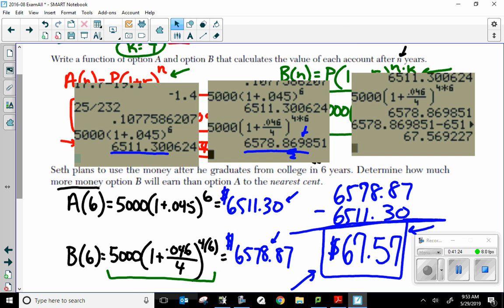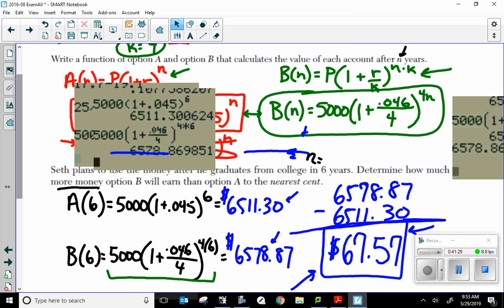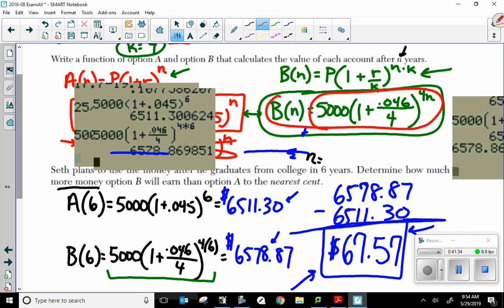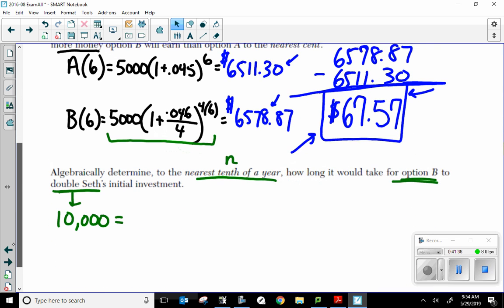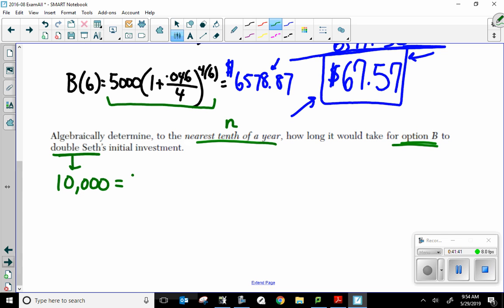So really I'm using this equation right here. All right? So I don't want to put my 4 in because my year isn't 4. We are determining the year. Okay? So he's starting with 5,000. 1 plus 0.046 over n. Okay? Nearest 10th of the year here. So algebraically determined. Times 4 to the n? Yes? Good. Option B? Good.